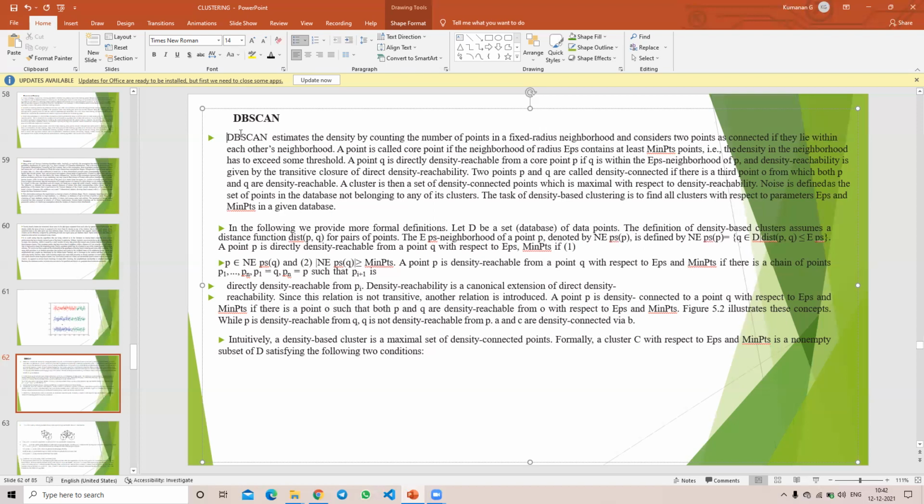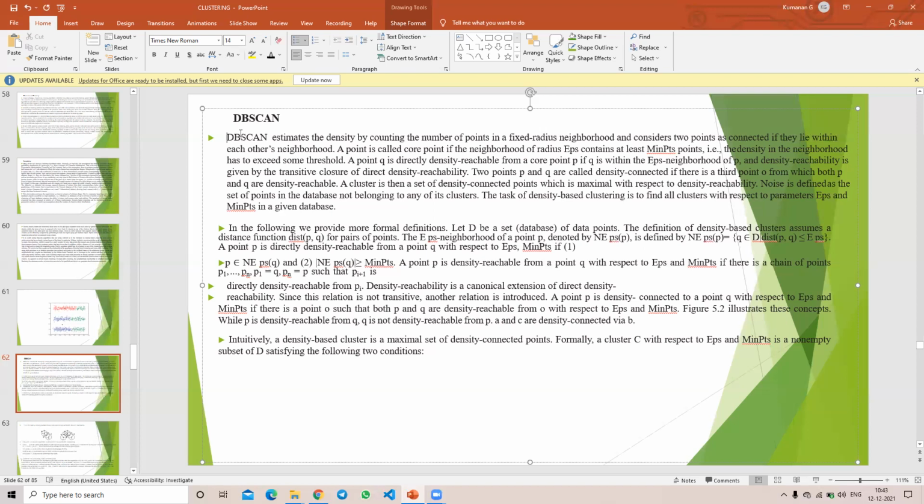A point P is density connected to a point Q with respect to EPS and minimum points if there is a point O such that both P and Q are density reachable from O with respect to EPS and minimum points. In this concept, while P is density reachable from Q, Q is not density reachable from P. A and C are density connected via B.